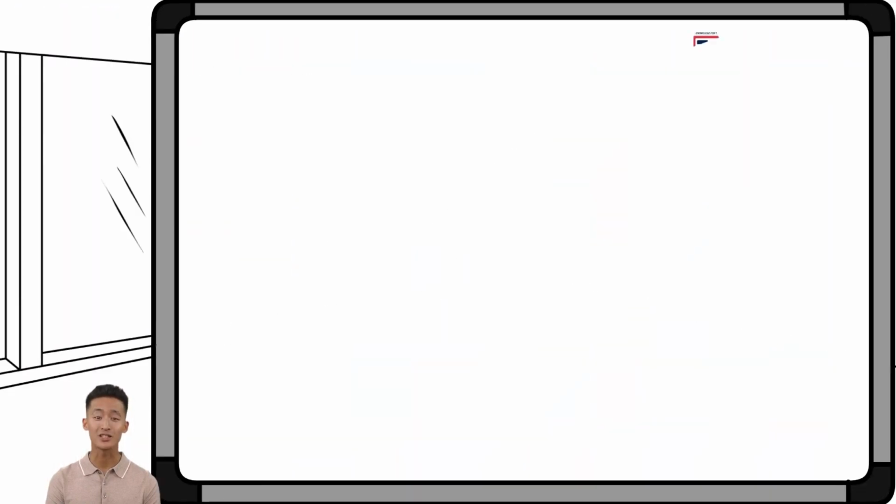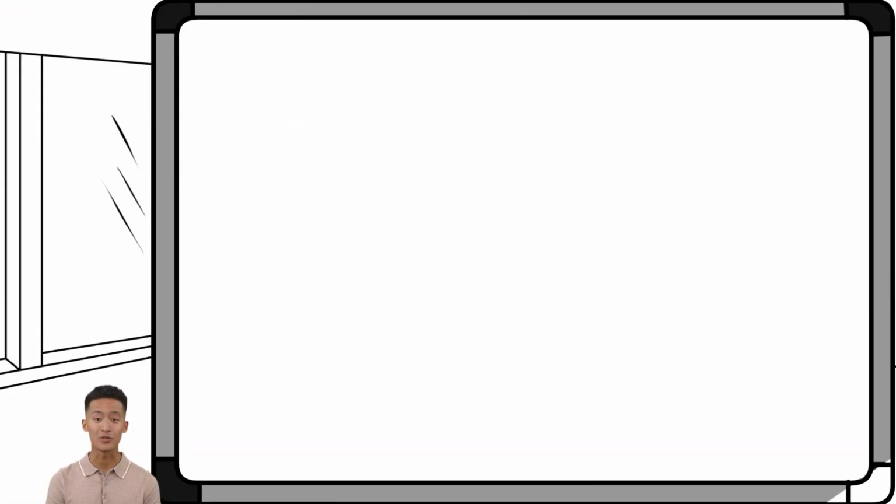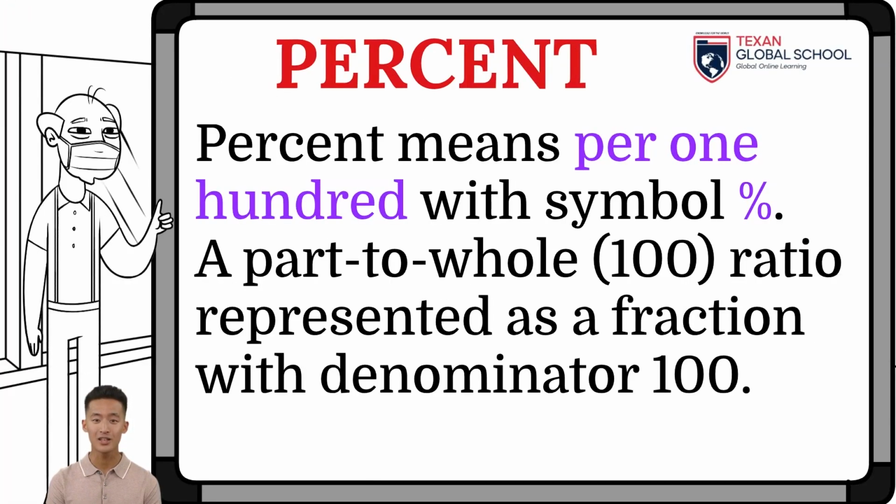This class analyzes the concept of percent and its relationship with fractions, ratios, and decimals. Essentially, percent means per hundred. Its symbol is shown on the board. Specifically, a percent is a part to a whole represented as a ratio. That whole expresses 100 units. So, a percent can be expressed as a fraction with a denominator of 100.